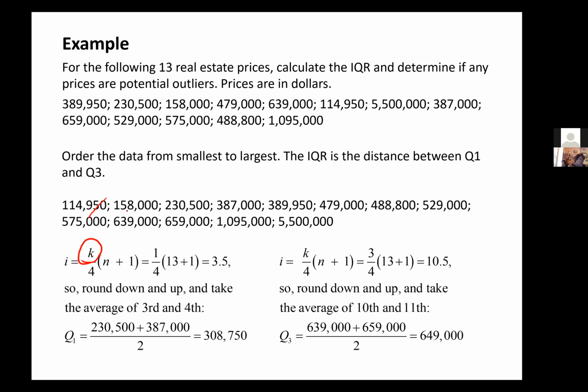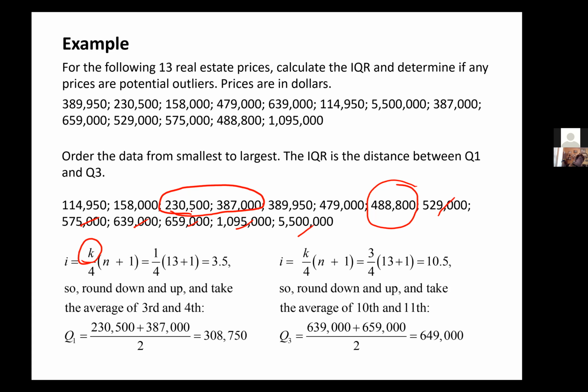So 1, 2, 3, 4, 5, 6. So there's the median. 1, 2, 3, 4, 5, 6. There are 6 data values above and 6 data values below. So to find the first quartile, we look at the lower half of the data, so the data to the left of the median, and we find the data value that's in the middle. Since I have 6 data values below the median, then the first quartile is going to be the average of the middle 2 data values.